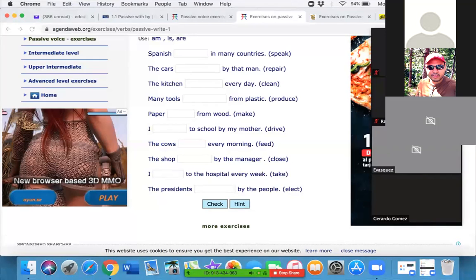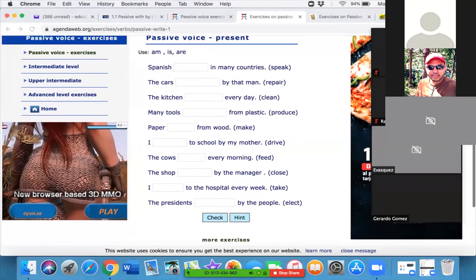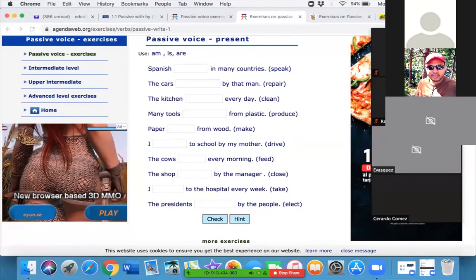I drive them to school by my mother. Okay. Repeat one more time. What was the answer? Remember, you need a verb to be. What do you use with the verb to be? I am. And you need the verb drive, not in the present. You need the past participle. Do you know the past participle of drive? Driven. Alex, please help. Driven. Good. Only the pronunciation is driven. Correct.